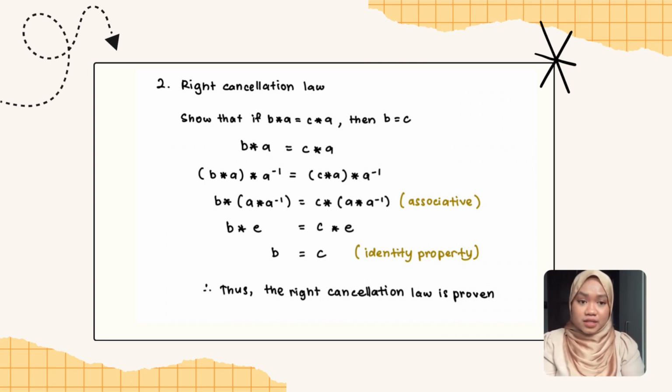And then by associativity, we change the position of the brackets. We will have B multiplied by open bracket A multiplied by A inverse close bracket is equal to C multiplied by open bracket A inverse multiplied by A close bracket. From the identity property, we will get A multiplied by A inverse is E. Therefore, B multiplied by E is equal to C multiplied by E. Again, with the identity law, we will get B is equal to C. Thus, the right cancellation law is proven.